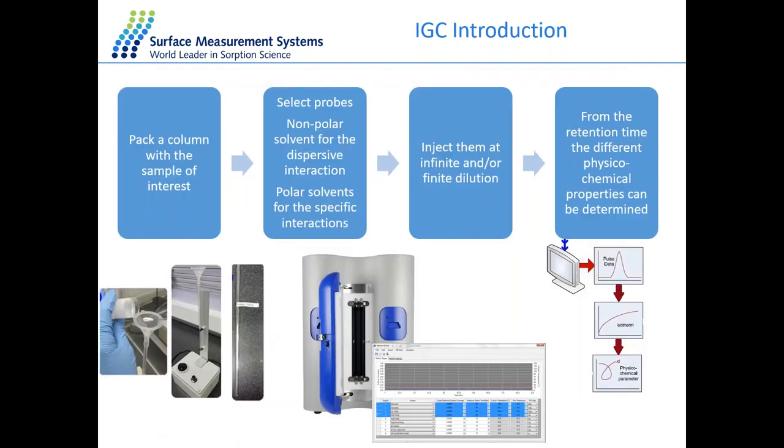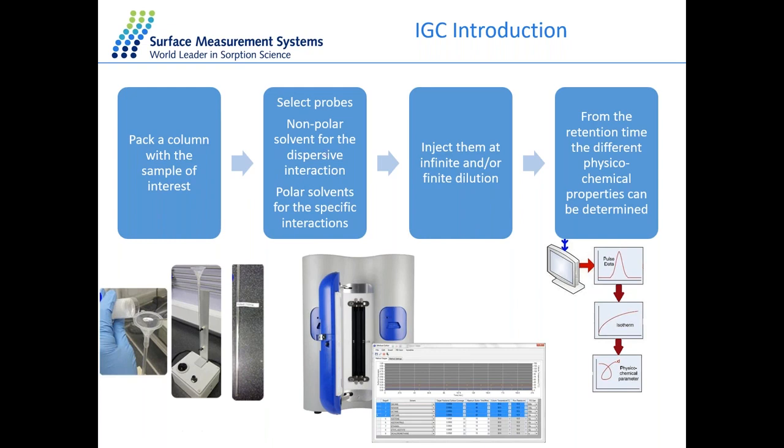So the procedure of doing an IGC experiment is we first pack the sample of interest into the column. The amount of the sample will depend on the surface area of the sample. So for porous material, we just need to use maybe 10 milligrams or 50 milligrams of the sample. But for low surface area material, we might need to use hundreds of milligrams of the sample or even 1 gram. Then we can inject the selected probe molecules at different concentrations.